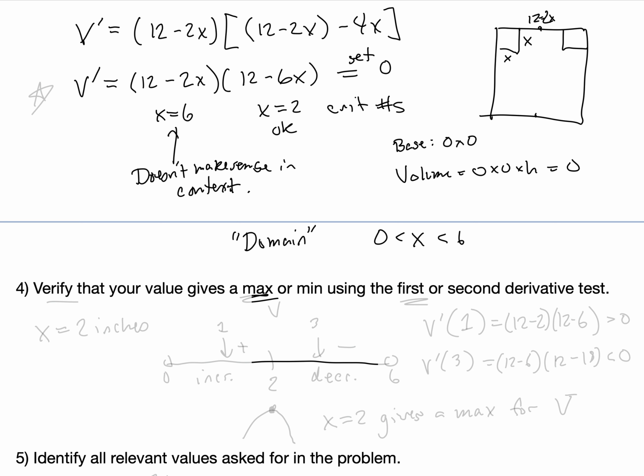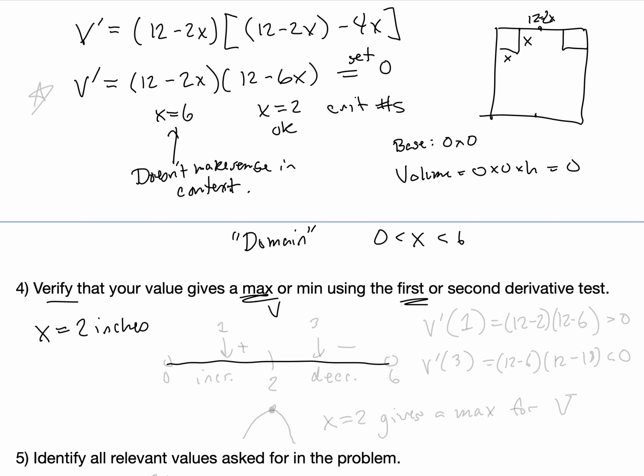All right, now we want to verify that this potential value, x equals 2 inches, actually does give us, in this case, a maximum for the volume. So we could do this using either the first or second derivative test. Because my first derivative, to take the second derivative, I need to use the product rule or something at this point, the way I've done it. I'm going to use the first derivative test this time.